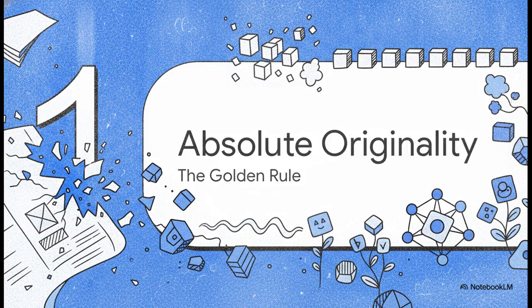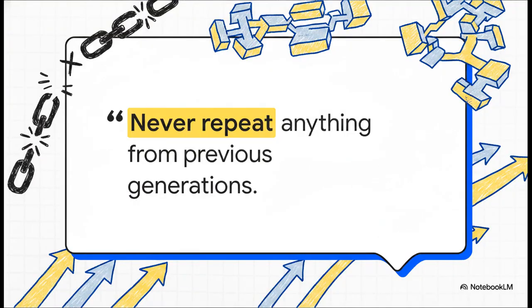All right, Section 1, the rule of absolute originality. Now, anyone working in tech knows we rely heavily on templates, frameworks, and past projects these days, right? It's just how things are done. But get a load of this quote directly from the source material. Never repeat anything from previous generations. Wow, that establishes incredibly high stakes. Basically, every single time this architecture is generated, it has to be entirely disconnected from whatever came before it.